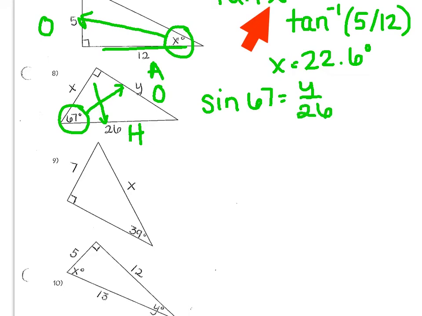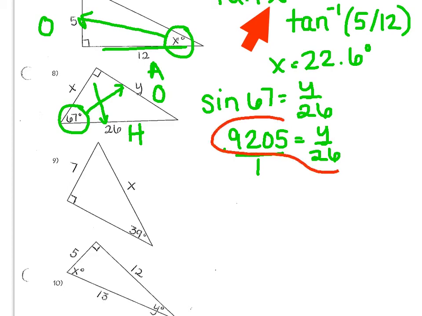Sine 67, 0.9205, is equal to y over 26. Put this over 1. And again, we're going to cross multiply. So 0.9205 times 26 leaves you with about 23.9. And that is correct. Okay, just a couple more on this page.